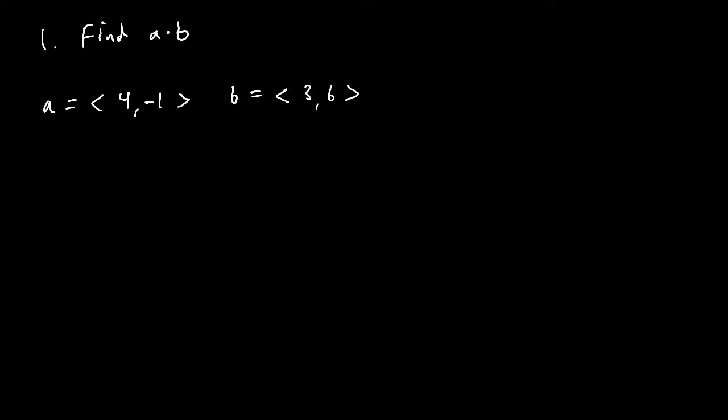So let's say for number 1 we have to find the dot product of A times B, and we're given that A's components are 4, negative 1, and B has 3, 6 as its components. So once again, A times B, in order to find the dot product here, we're going to multiply the similar components. So the x components are 4 times 3, which gives us 12, and then we add when we multiply the y components together. So negative 1 times 6 gives us negative 6. So the dot product gives us a value of 12 minus 6, or 6.